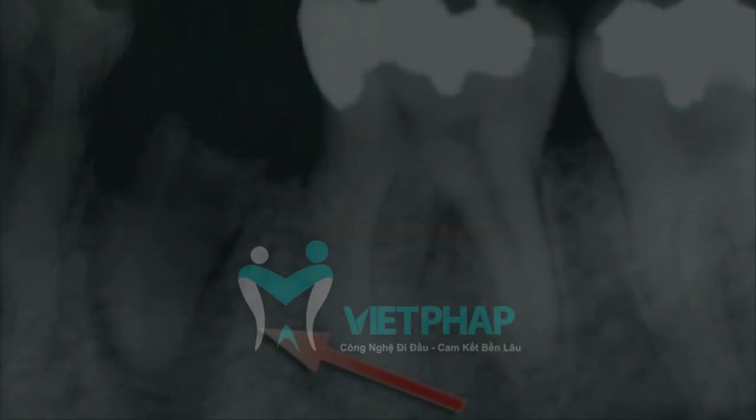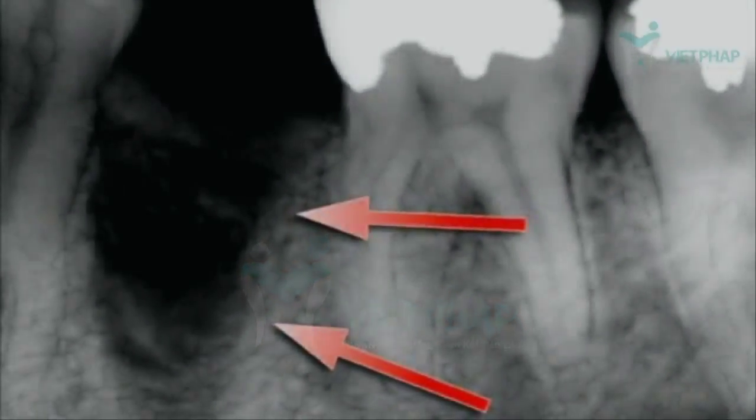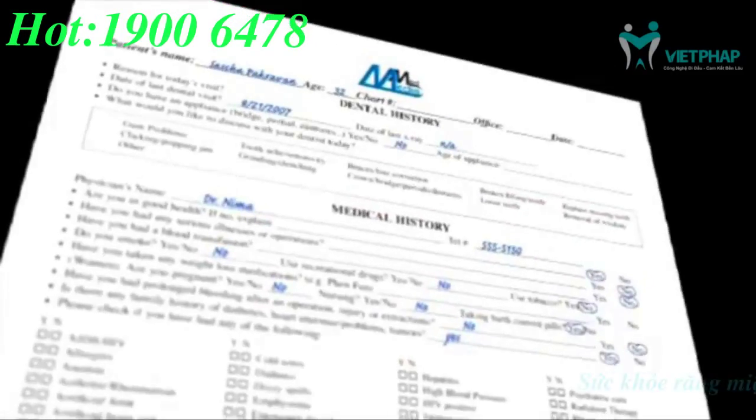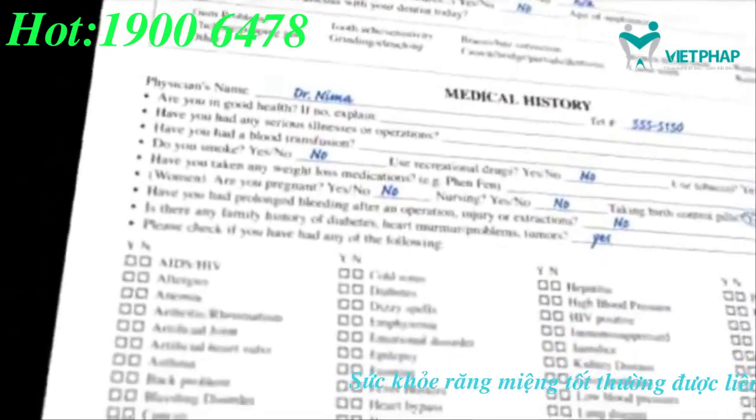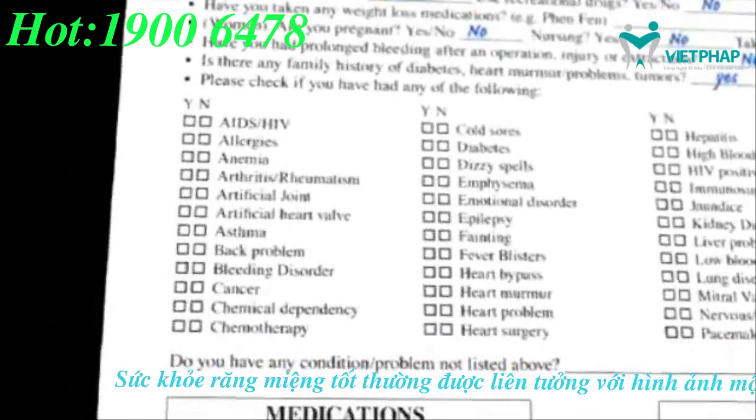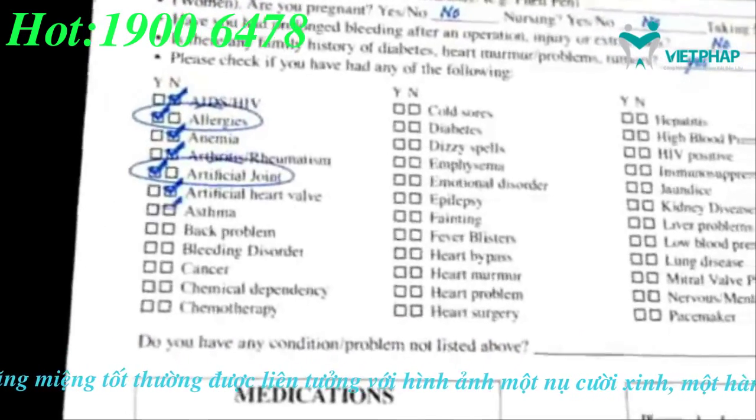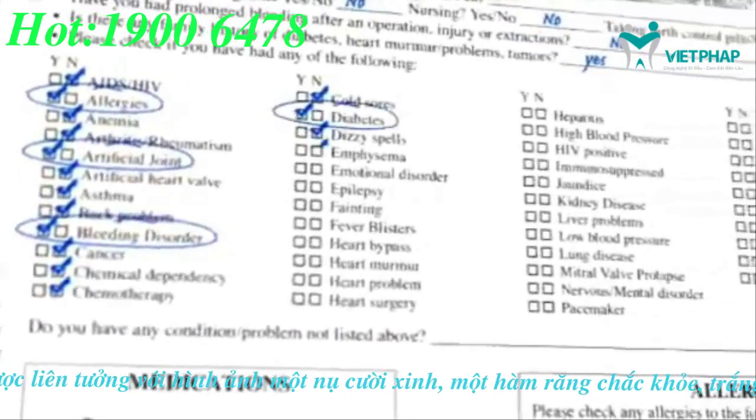Extraction refers to the procedure of removing a tooth from its socket. Before we start, it's important that you notify your dentist of your medical condition, such as whether you have any artificial joints, diabetes, or a history of heart and valve conditions.